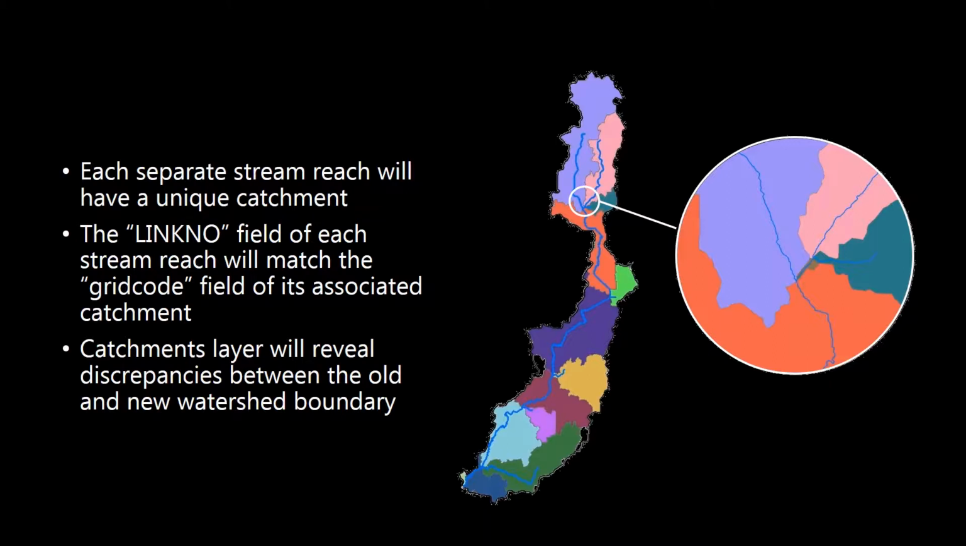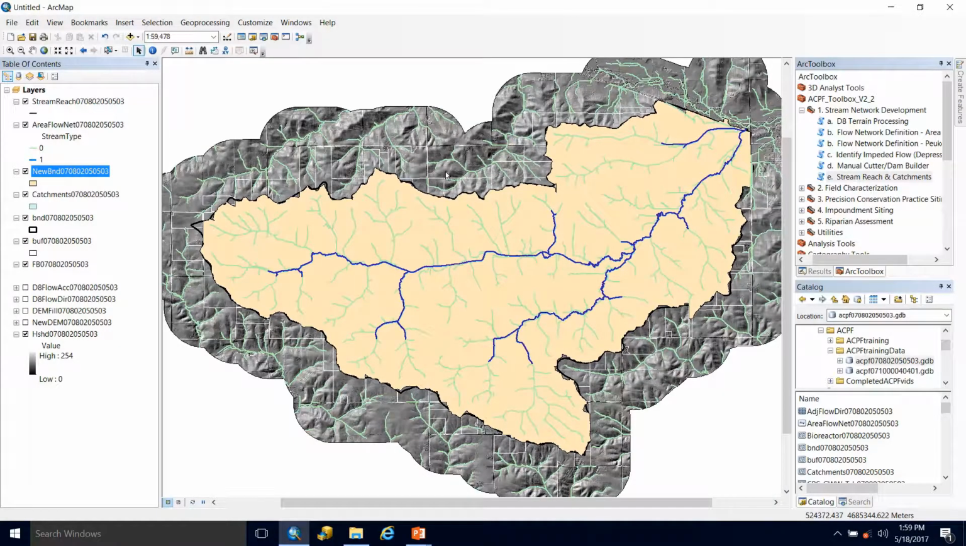So you can see in this highlighted area that each individual segment gets its own catchment, which in some cases ends up with these strange small little catchments that are in between segments. And that's alright, that's just the actual drainage area that's going to that segment. The catchments layer is valuable because it can reveal discrepancies between the old and new watershed boundary, which we'll see in a moment.